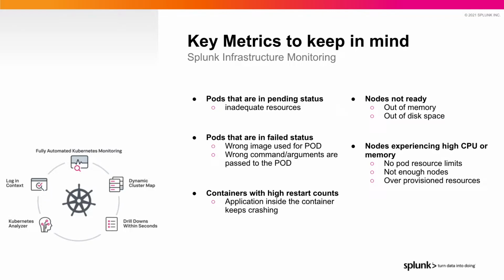And over on the node side, we may have nodes that are not ready, which could mean that they're out of memory or disk space, or nodes that are experiencing high CPU or memory. The pods deployed on these nodes may not have resource limits, or you may not have enough nodes to deploy all of your pods, which would mean that we would of course have over-provisioned resources. So all of this has to be kept in mind.